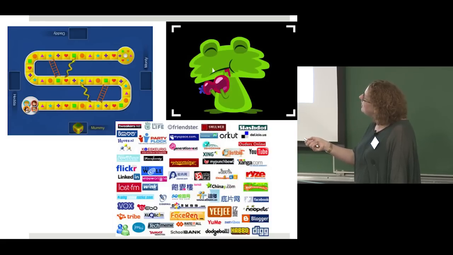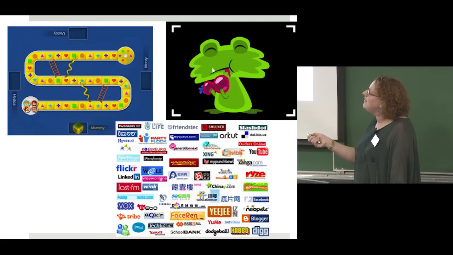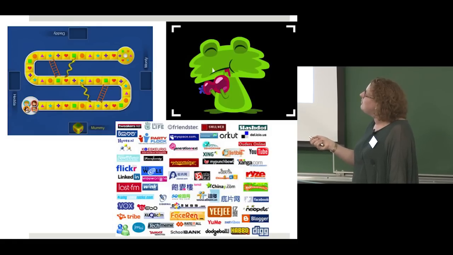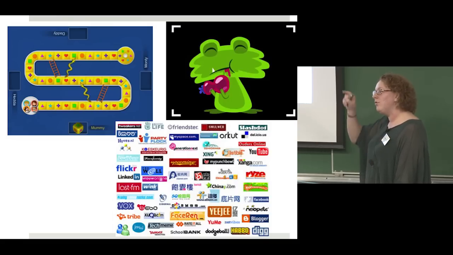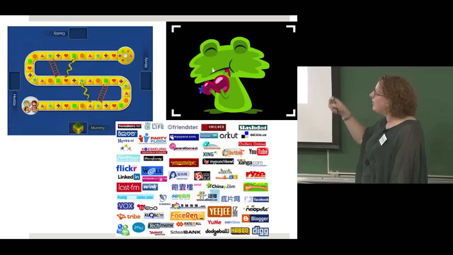They have little avatars. The game tells you whose turn it is to roll the die. The game is scaffolded in such a way so you can start off with a color-coded, shape-coded die, and then you can move up to digits or the traditional dot arrangement and so on.